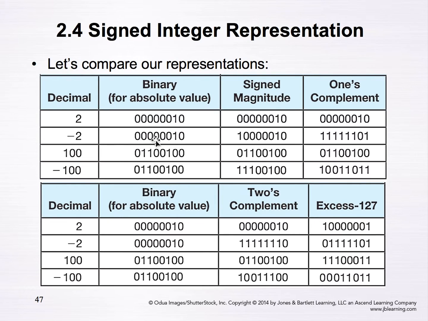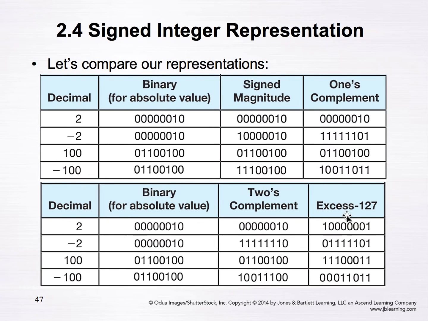For -2, the binary string is the same. For sign magnitude, the first bit right here represents the sign, that's negative. For one's complement, we just flip the bits of positive 2, so we get negative 2 in one's complement. For two's complement, we just add 1 to the one's complement representation, so 1 plus 1 equals 0 and we carry 1, so 0 plus 1 equals 1, and the other bits are the same. So this is negative 2 in two's complement representation.